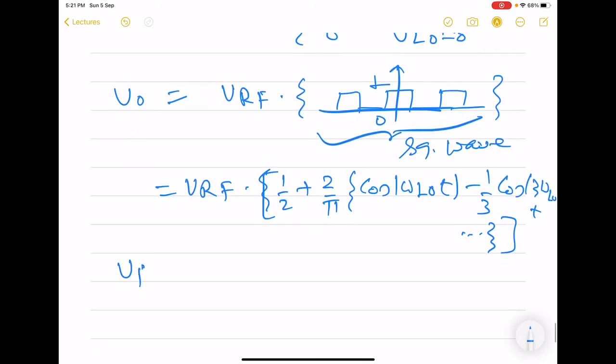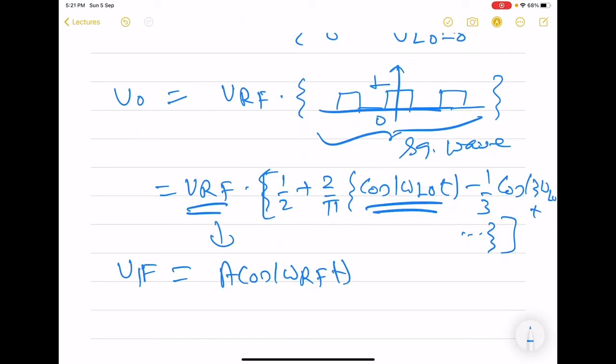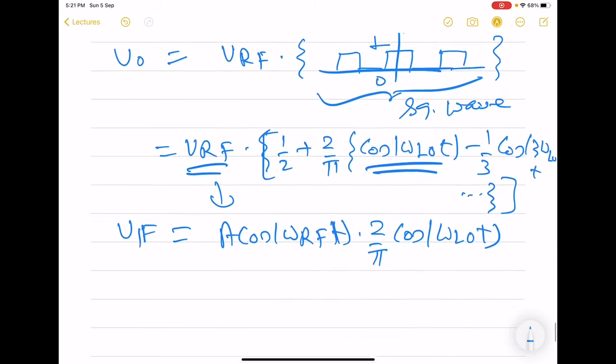So the VIF part is going to be this RF multiplied with this, and the RF is cos RFT multiplied by 2 by pi cos omega LO t.